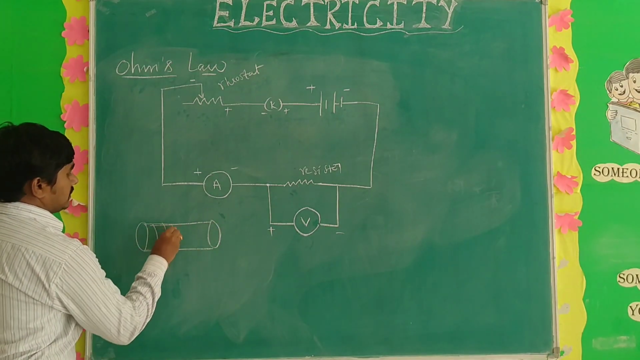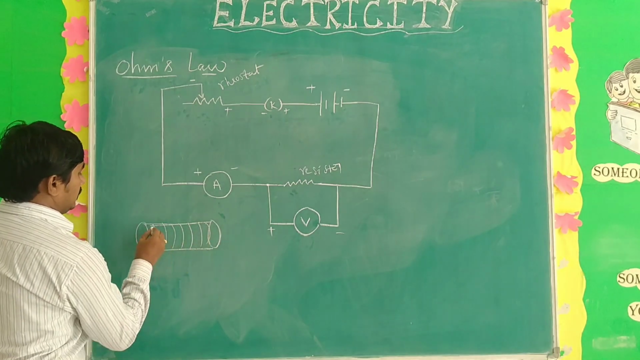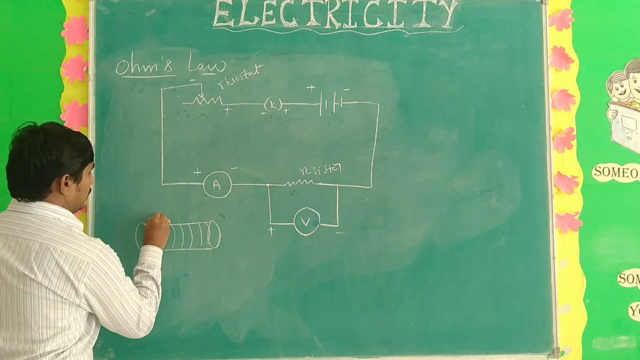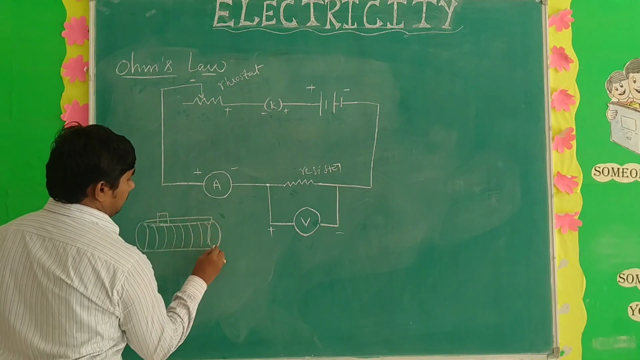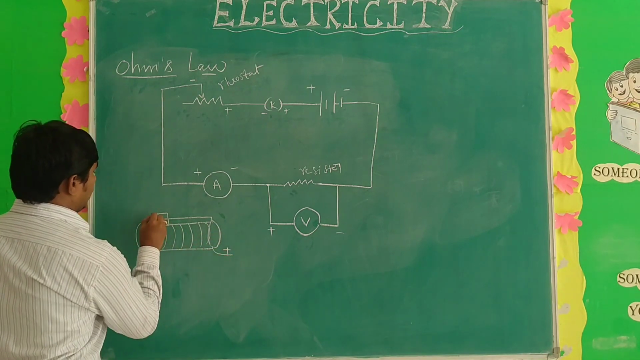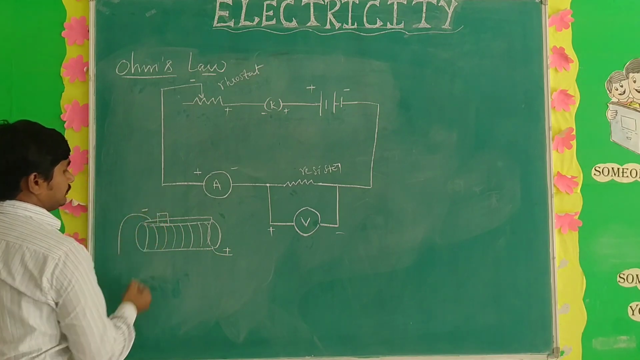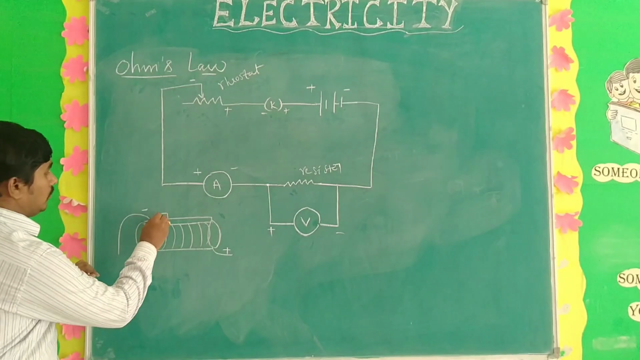So here a wire is there, a copper wire or something similar. Okay, and here one arrangement is there. Here is positive and here is negative. Then this point is there.